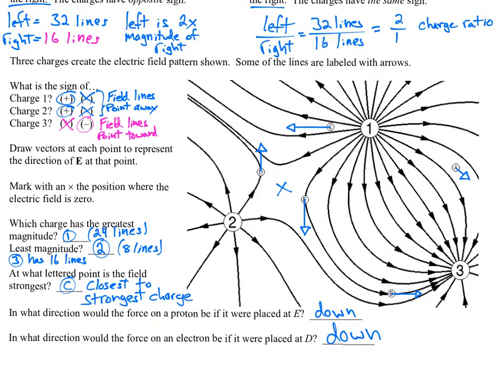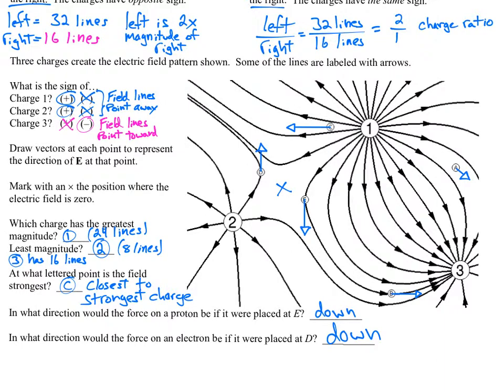If you were to put a proton at point E, it would go down. Positive charges, like a proton, will go in the direction of the electric field. Remember, that's the definition for direction of electric field: the direction a positive charge would move.